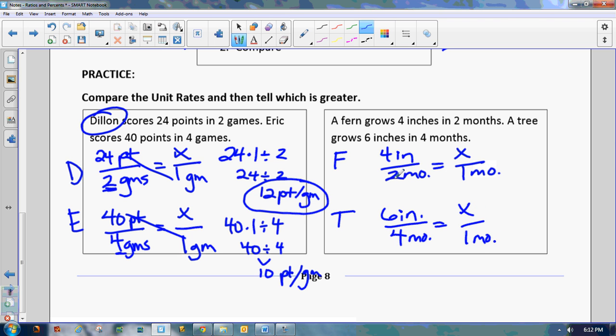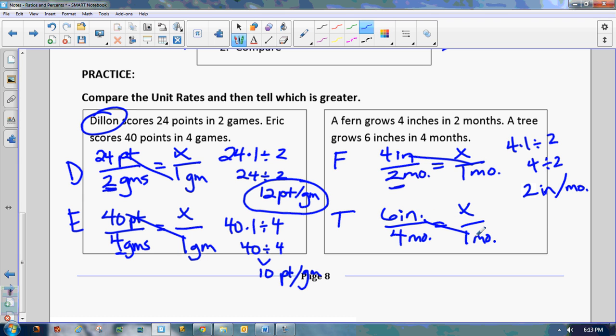Now they're all in inches here, so everything's the same label, same units. We're going to cross multiply what we know. 4 times 1, divide what's opposite the variable. 4 times 1 is 4, divided by 2 is 2. So the fern grows 2 inches per month.